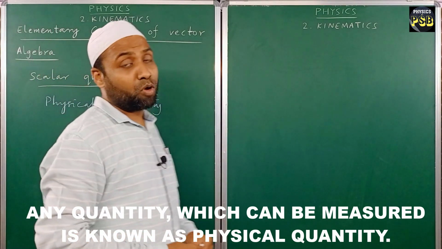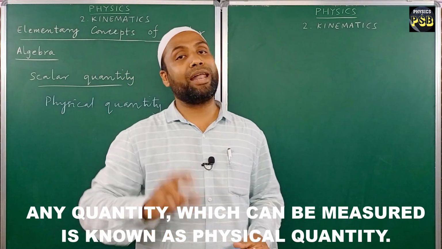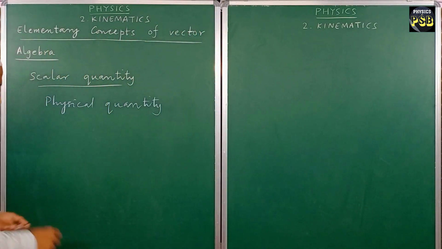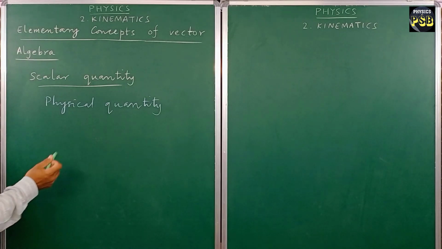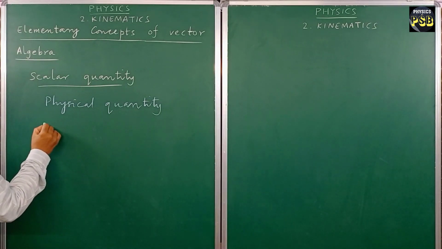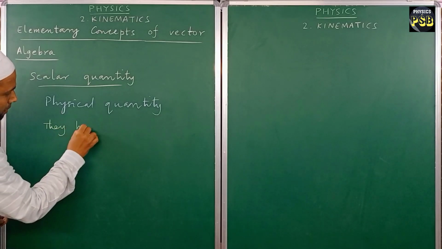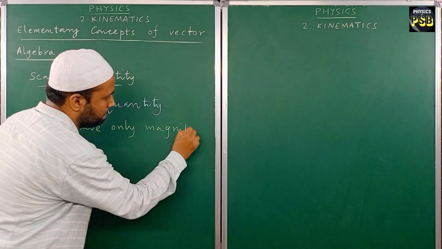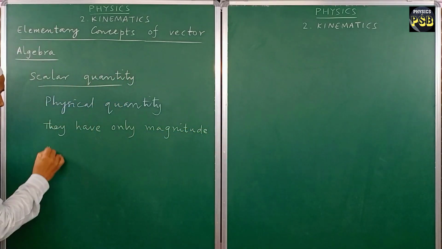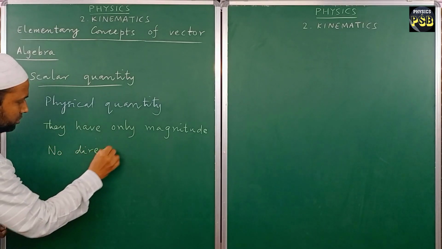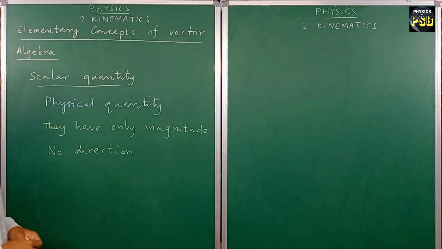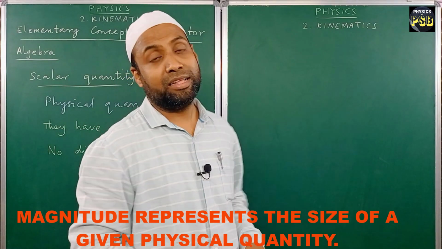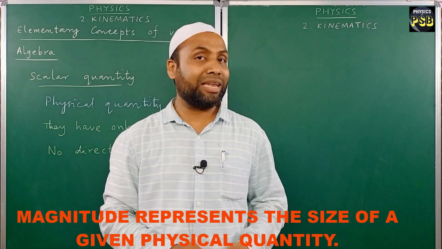If we come across a physical quantity which has got only magnitude and no direction, then we call such quantity a scalar quantity. So scalar quantities have only magnitude and no direction. What does this magnitude mean? Let me tell you. Magnitude is nothing but the size of a given quantity.